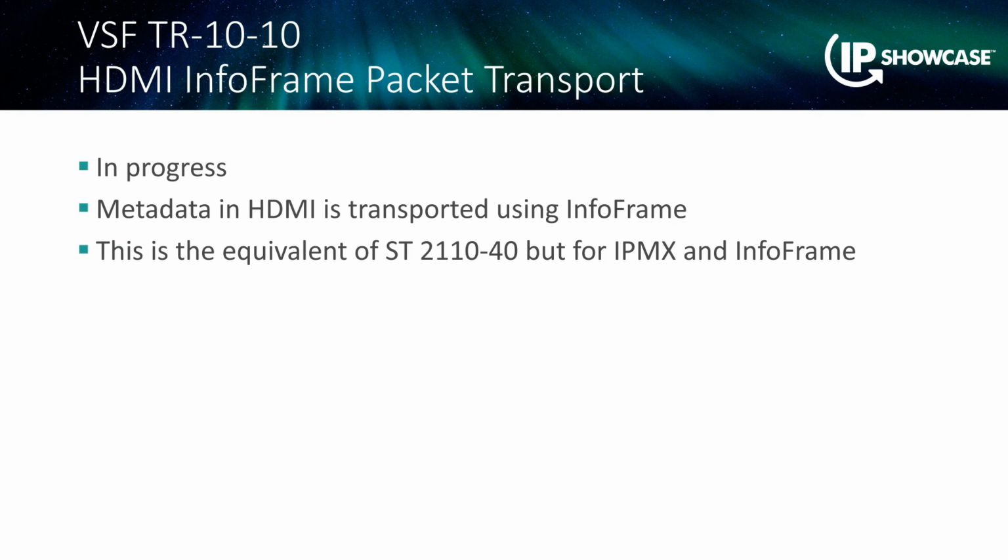TR-10-10 is the HDMI InfoFrame packet transport, also a work in progress. So in HDMI, there's the equivalent of VANC data. It's called an InfoFrame. It carries things similar to what we would find in -40, but it works differently, so we had to have a specific document covering how to transport that. We're not quite finished with that one, so that's also a work in progress.